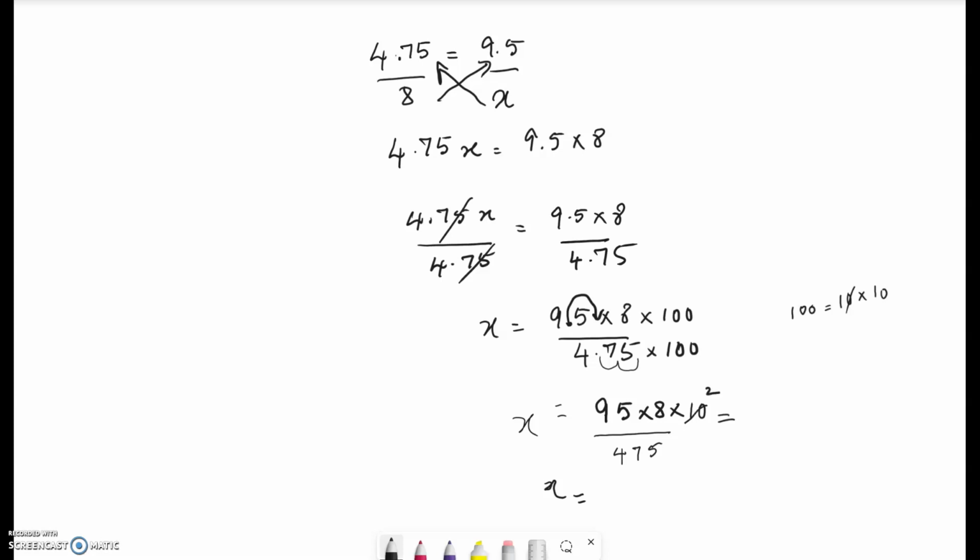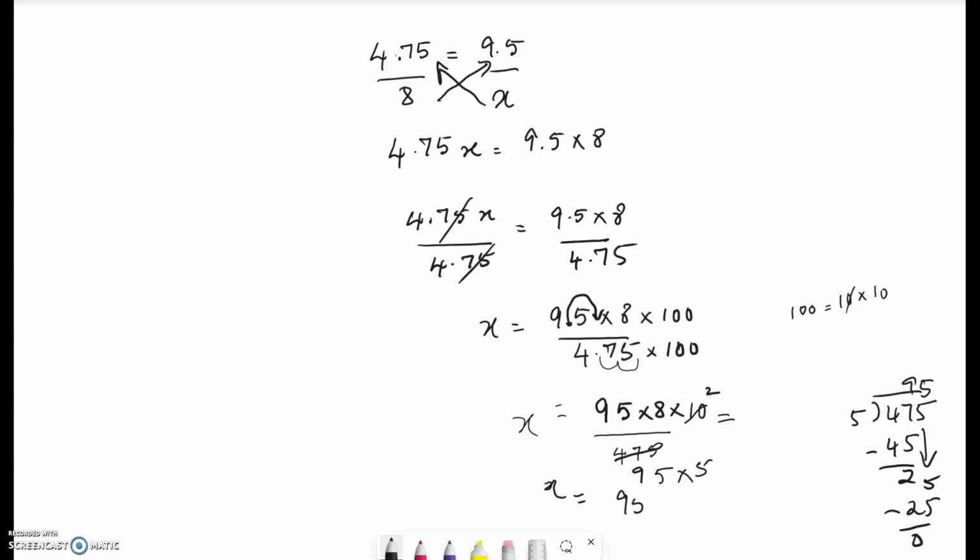5 times 2 is 10. 5 9s are 45. A remainder of 2. Bring the 5 down. 5 5s are 25. Subtract and you get a 0. So 475 is 95 times 5.